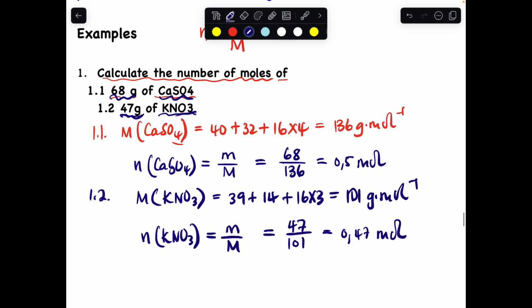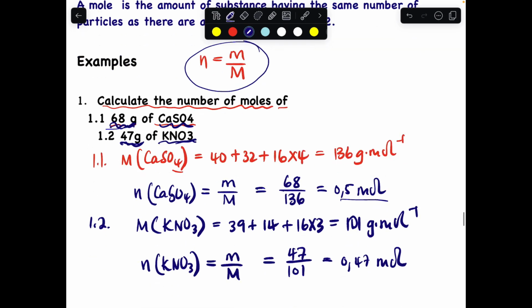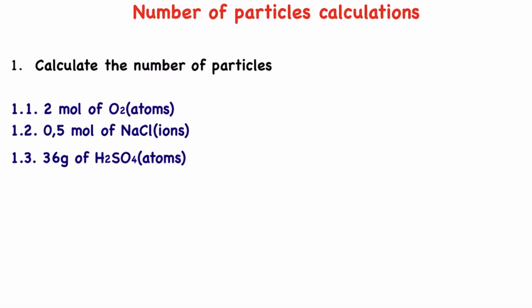Guys, it can be the other way around. You are given the number of moles, and they want the mass. So you use the same formula. This one, right? Let's look at now calculating the number of particles.